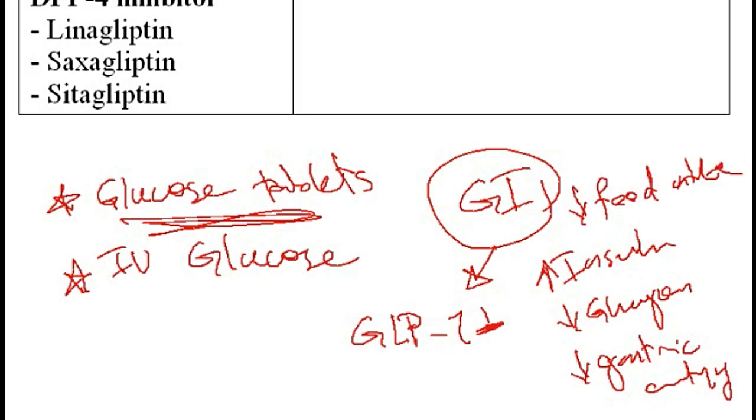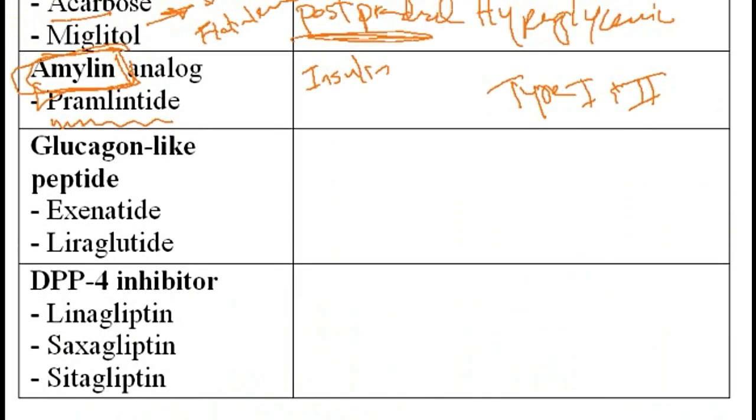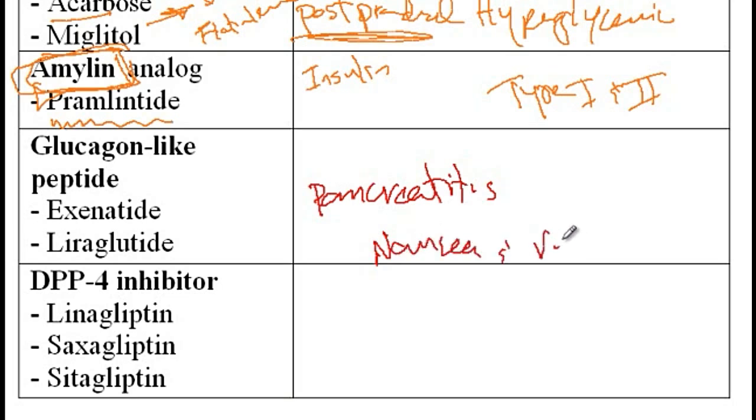The next classes of medications are analogs of the GLP-1 protein, and these include exenatide and liraglutide, and you should also be aware that the side effects of these medications are pancreatitis, as well as nausea and vomiting.